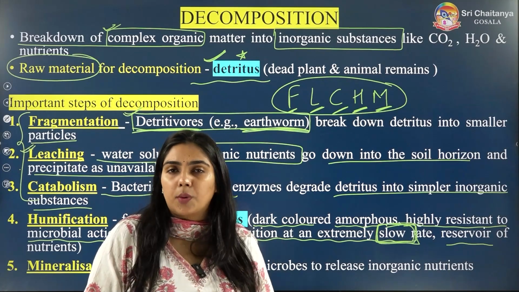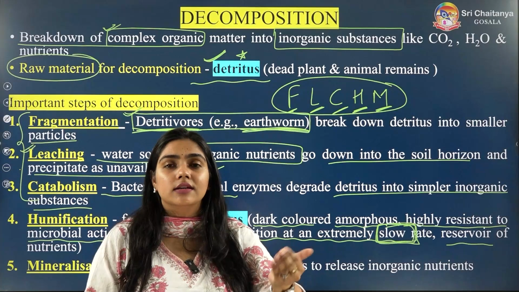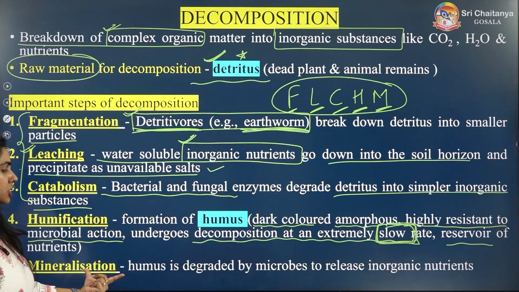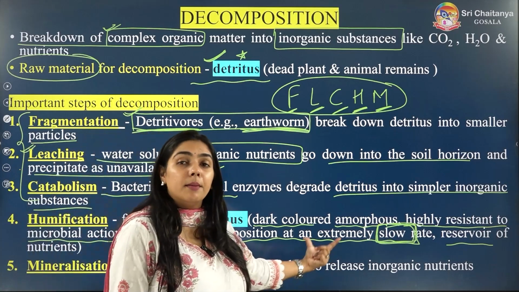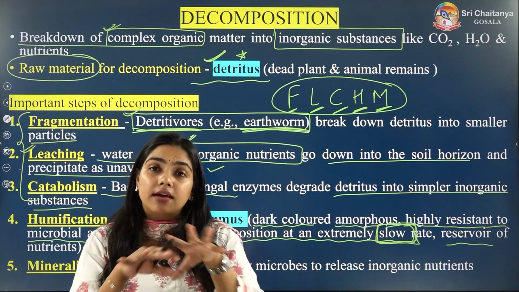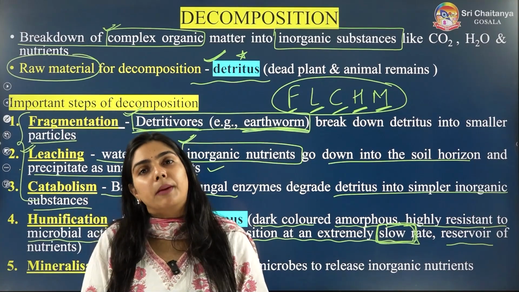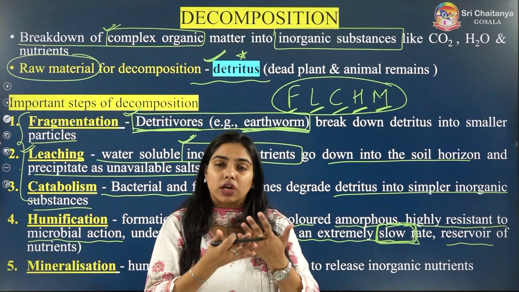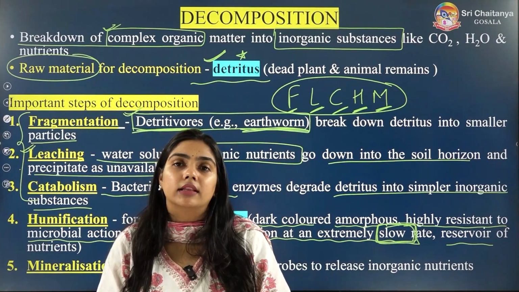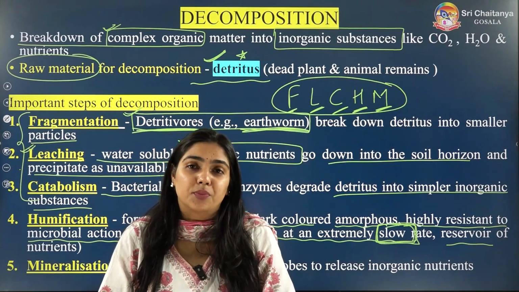So humus is formed. Once humus is formed, further minerals will be formed from this humus, and that process is called mineralization. Humus is degraded by the microbes and the inorganic nutrients or minerals are released. Now they will be available for use by the plants. The plants which are growing there are going to use those minerals formed by mineralization. So this is the whole process of decomposition.